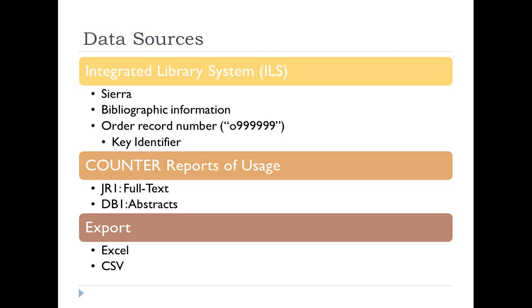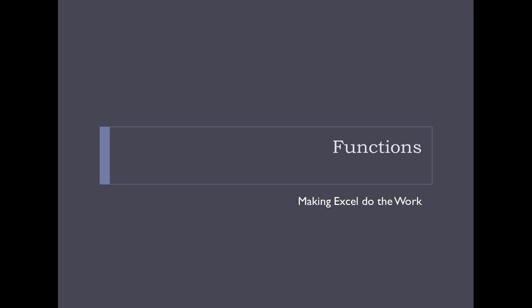The revision of Counter, Revision 4, came out in the middle of last year, so we didn't use those reports for the media. Both these systems you can now export into Excel, or at the very least CSV, which is comma-separated value files. So that provides the basic background to what data we were going to use.